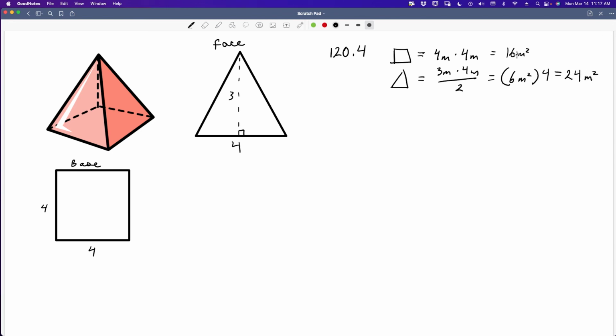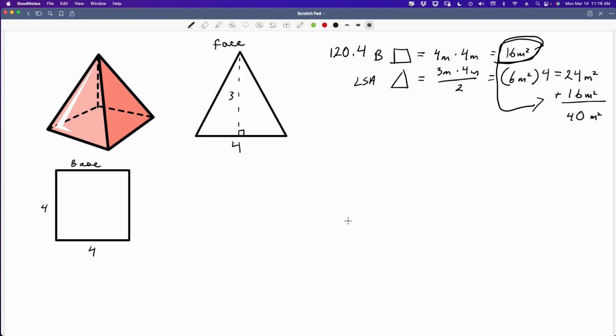So we just add the base to the lateral surface area. It's going to be 16 meters squared, right? We just took this and brought it down here. And that's going to be 40 meters squared. Easy peasy, right? We just added these together. We took this and we brought it down and added it to our surface area. So this was our lateral surface area, and this was our base.